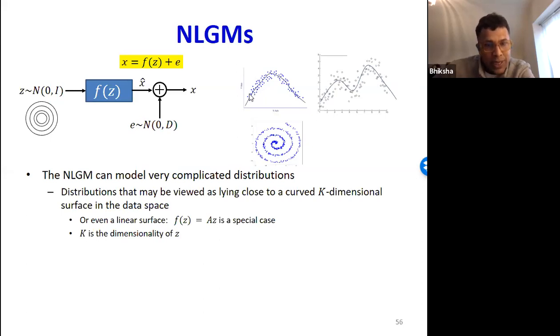These distributions can be very complicated. They can be viewed as lying close to some k-dimensional surface, which could be something like this, or even a helix in the data space. And in fact, f of z equals Az is a special case of this nonlinear Gaussian model. And this k is simply the dimensionality of the principal manifold on which the data are assumed to be close. So here in these examples, k is 1 because these are two-dimensional data, but the principal manifold is just a line, right? Even for the helix.